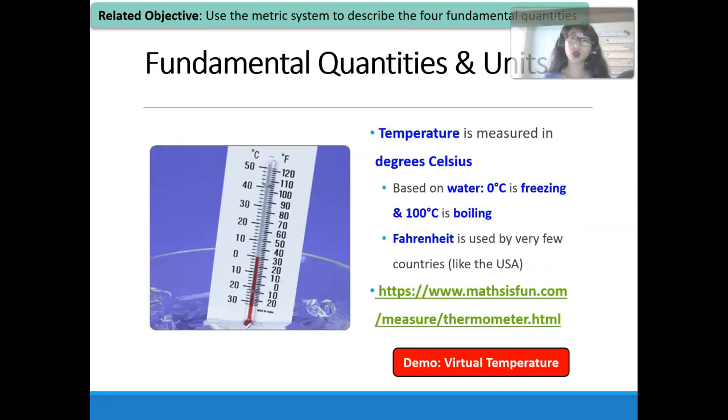And the last fundamental quantity that we want to dig into is temperature. So temperature is measured in degrees Celsius, right? So in the US, we use Fahrenheit, but in the rest of the world, they use degrees Celsius. The reason this is important is because the degree Celsius scale is based on water. So at 0 degrees Celsius, that is when water freezes. And at 100 degrees Celsius, that is when water boils. So it's pretty scientific. It lines up with water boiling and freezing.